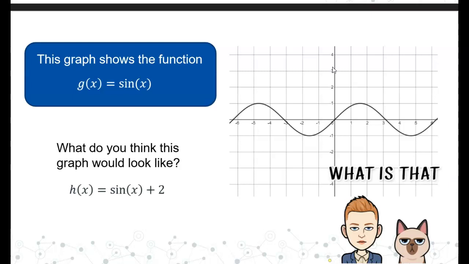But you can tell it's a function, right? How do you know this is a function? Vertical line test, right? If we have vertical lines, they only pass through once. So this is definitely a function. And it's asking, what do you think this graph would look like? Sine of x plus 2. So this is sine of x, it's showing sine of x plus 2. Knowing what we know about vertical shifts, how would this function change that one?